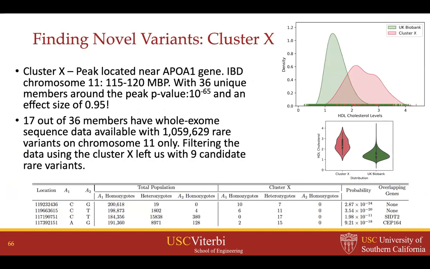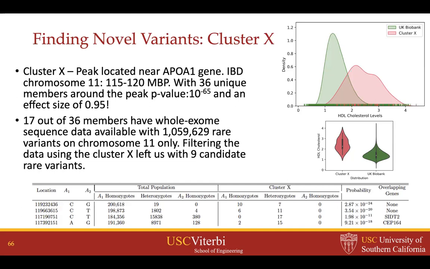In terms of what happens with the clusters that we found, previous studies use those clusters to identify actual rare variants. For example, for cluster X that we found for HDLC with a p-value of 10 to the power of -65 and 36 unique members, we found that 17 out of 36 members had their whole exome sequence data available in UK Biobank. On chromosome 11, we found 1 million rare variants.